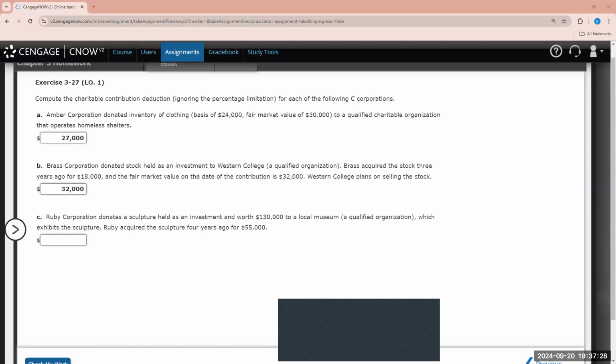But for C, they're donating a sculpture. We can touch the sculpture. We can see the sculpture, right? So the property is tangible property, and it is put to use for a related qualified organization's exemption function. Therefore, they get to claim the fair market value.